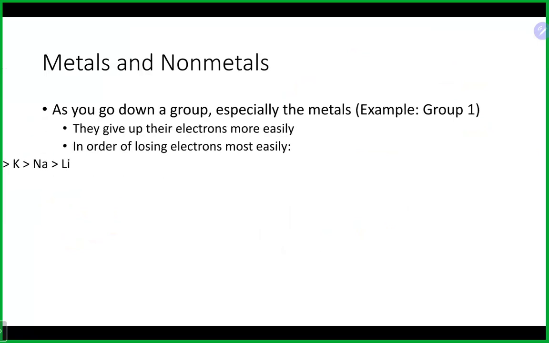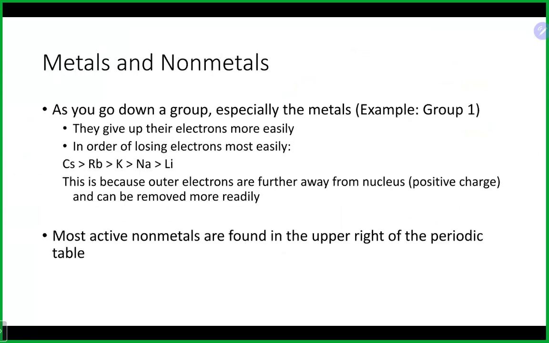All right, so in terms of periodic trends, we're going to talk about some periodic trends here. As you go down a group, especially for metals, they tend to give away their electrons a lot easier. And if you remember when we were talking about ions, it is the metals that will lose electrons and become cations. And if you look at group 1 on the periodic table there, lithium, sodium, potassium, and going down group 1, cesium, which is towards the bottom there, will lose its electrons a lot easier than lithium will.